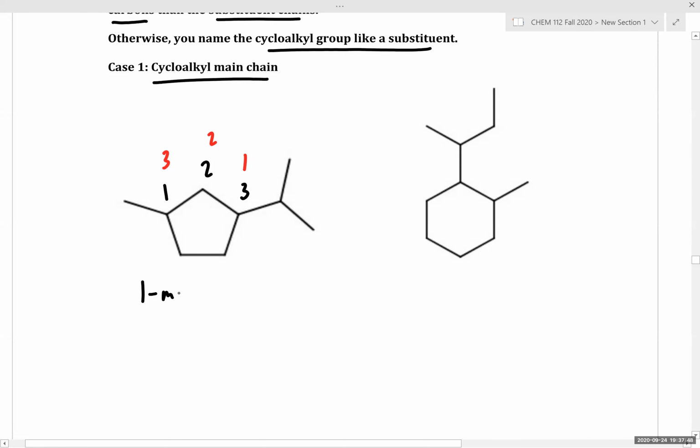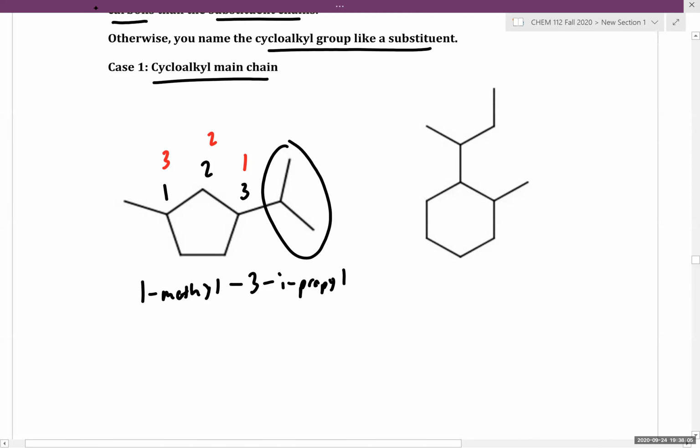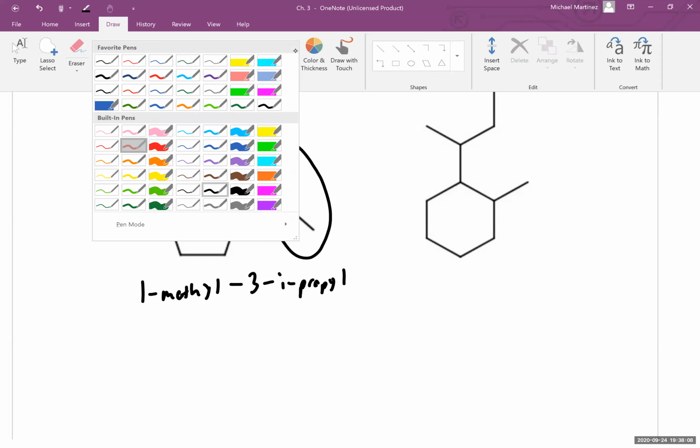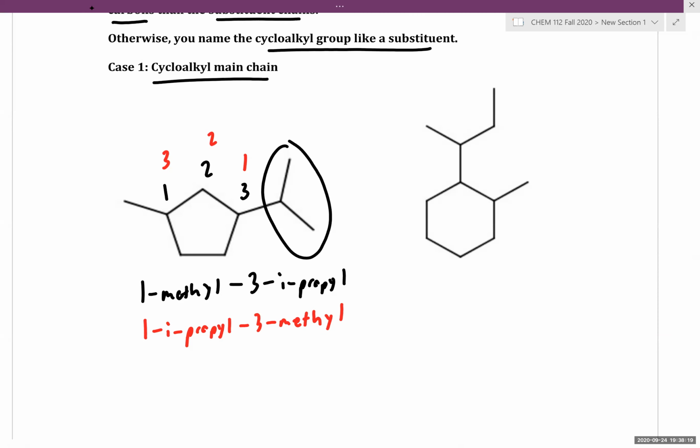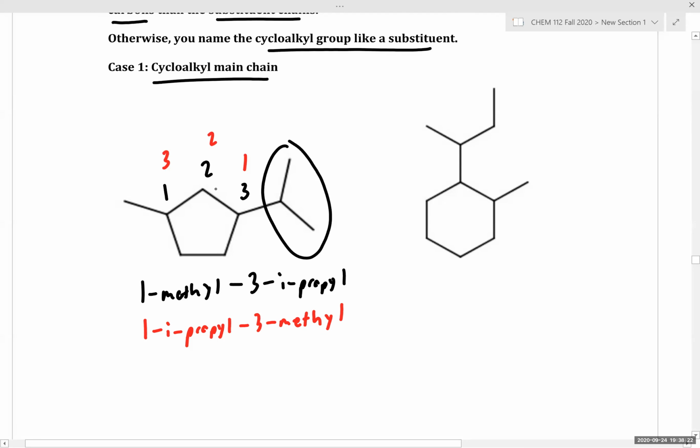So I have the choice of either 1-methyl. What do we call the substituent at carbon 3? Isopropyl, exactly right. So I have a choice of 1-methyl, 3-isopropyl or 1-isopropyl, 3-methyl. And which wins out? Which name is correct? Which name follows alphabetical order?